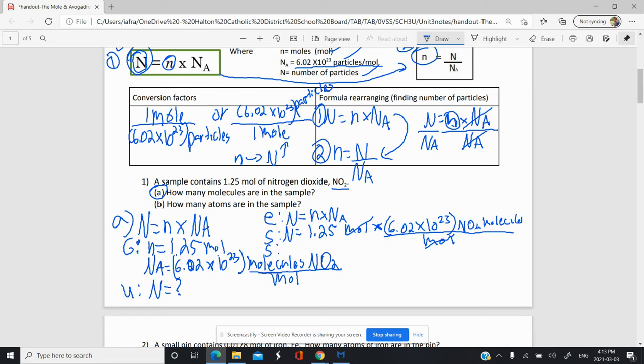So we can go ahead and plug that in our calculator. Make sure you look at the tutorial for how to plug in scientific notation in your calculator. But I get 6.02 times 10 to the power of 23, and I multiply that by 1.25. Now, I get this, so continue over here. I get N is equal to 7.525 times 10 to the power of 23 NO2 molecules.